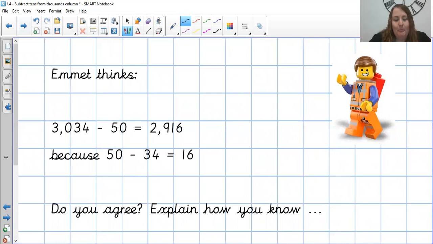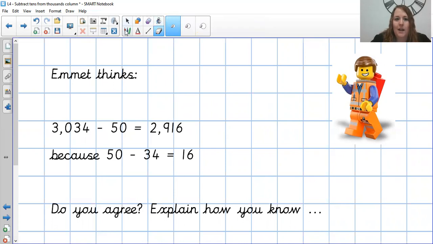Okay, Emmett today. Emmett thinks 3,034 take away 50 is 2,916 because 50 take away 34 is 16. Do you agree? Explain how you know. So just have a look at what Emmett's done. He has worked out his answer, and just like we've been doing where we've been explaining how we've been working it out as we've gone along, he says he knows that because he's worked out 50 take away 34. Can he do that? Can he just swap those numbers around? Hopefully you're telling me no, he can't.